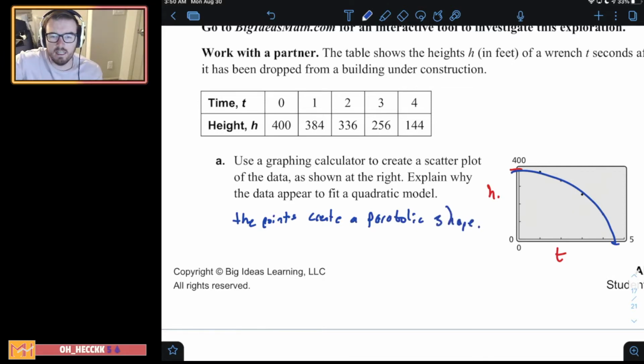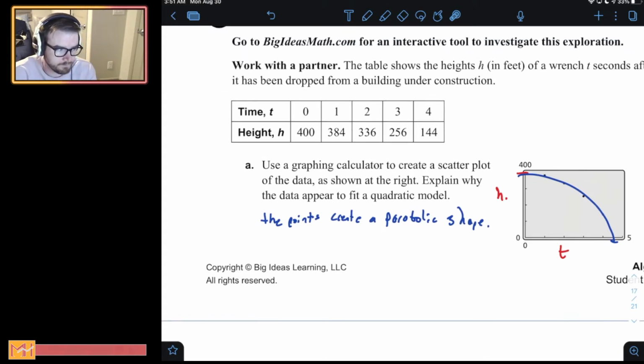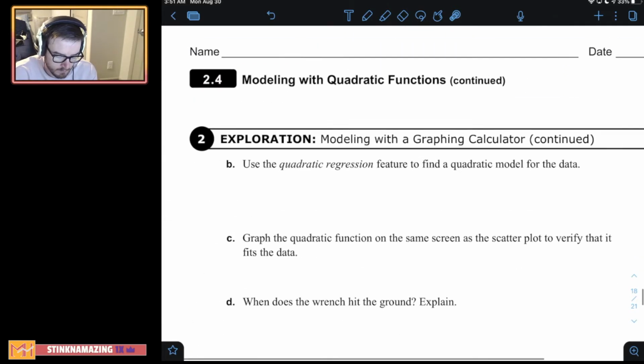Now we just need to see that it's not going linearly, right? It's not something like this. It's got this parabolic curve to it. Use the quadratic regression feature to find a model for the data.